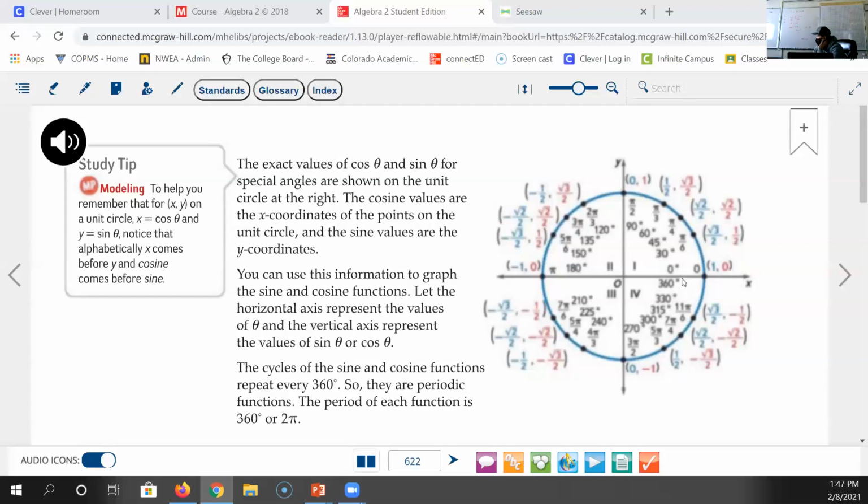300 has a reference angle of 60, so it's going to map with 60. 315 has a reference angle of 45, so it's going to map with 45. And then just the signs are associated by the quadrant. 330, reference angle of 30 degrees. Okay, so that matches 30 degrees with the negative and positive being assigned based upon the quadrant.